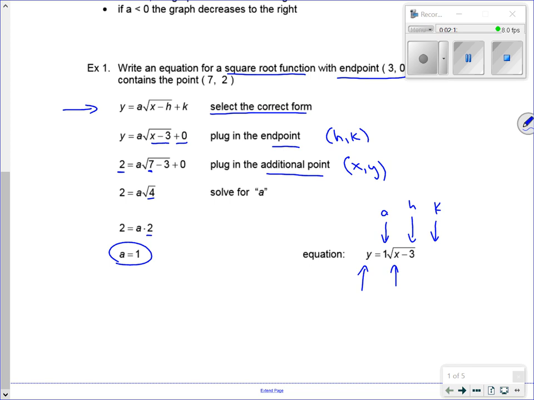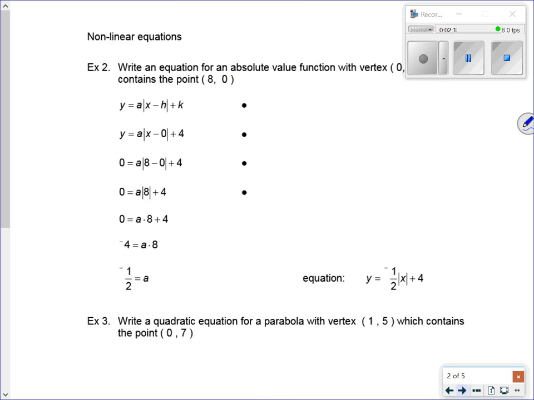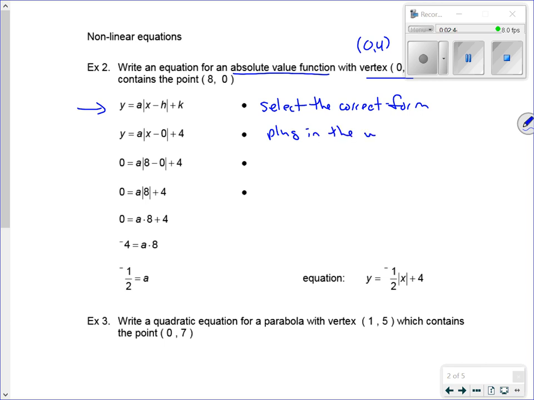All right, let's try another one. We're going to write an equation for an absolute value function. So the first thing to do is select the correct function. And then the second thing we're going to do is plug in the vertex. That vertex is 0, 4. And the vertex, in vertex form, goes into the h and the k. Watch out for the minus. It's x minus 0, and then on the outside, plus 4.